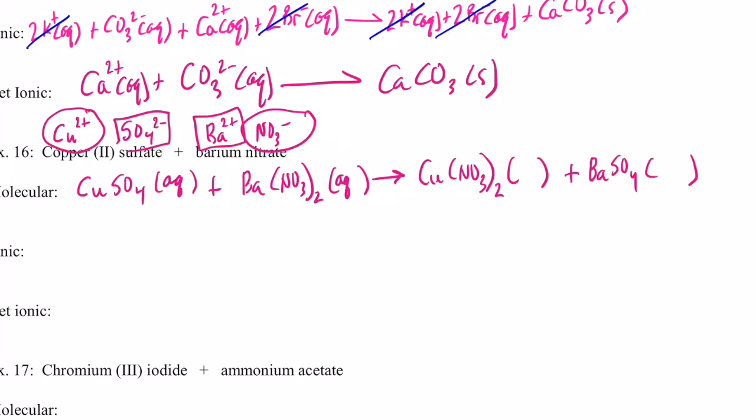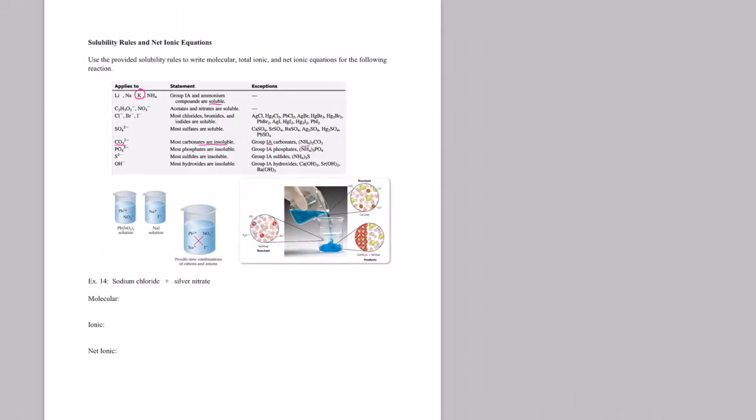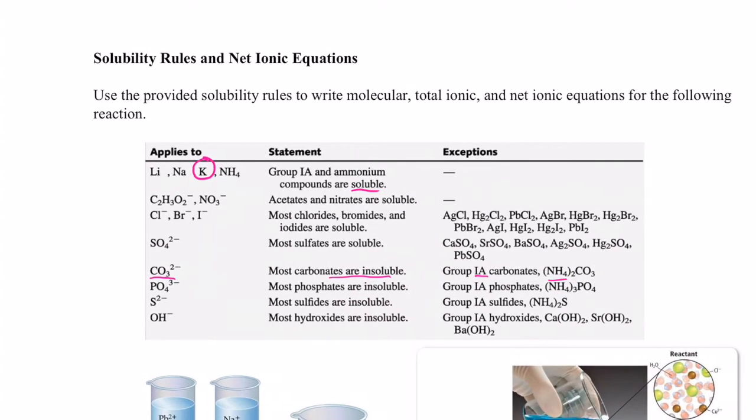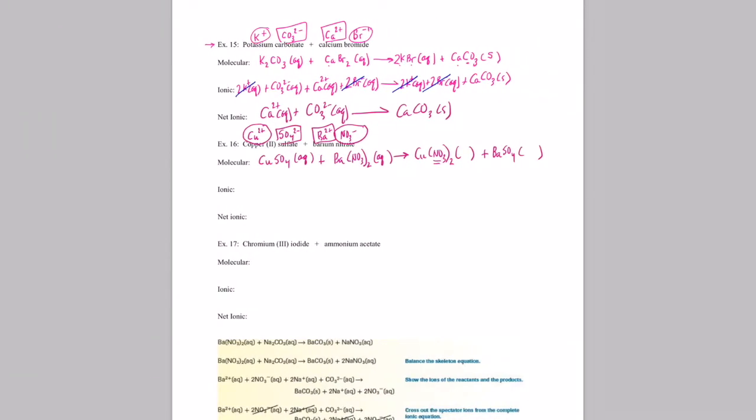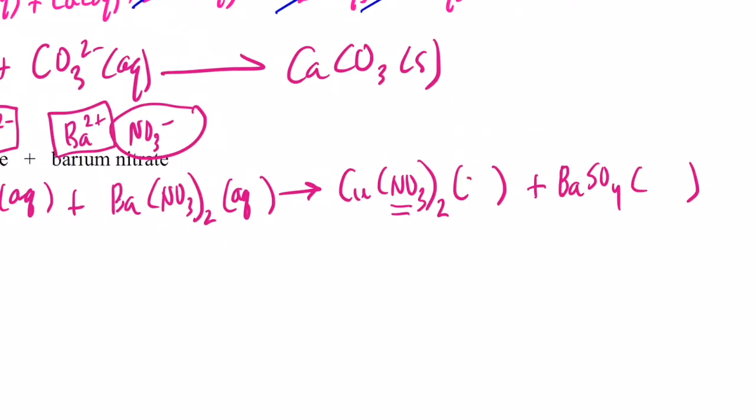All right, let's check our solubility rules. Let's check the nitrate rule for copper 2 nitrate. So we're going to have to go back a page. This is a rule you probably become pretty familiar with. Here's my nitrates. All nitrates are soluble, and there are no exceptions to that. So we'll put an AQ after that one. Okay, now my sulfate rule. Let's look that one up.